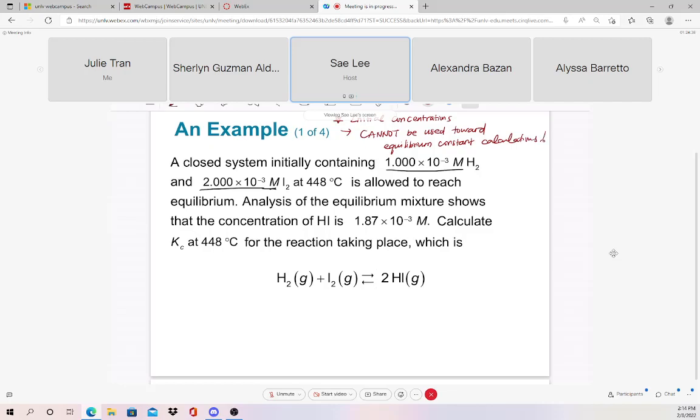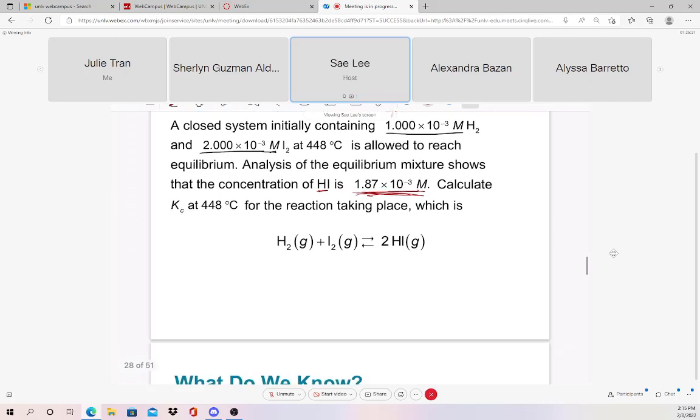The only concentration at equilibrium provided here is the product's. It says the equilibrium mixture shows the concentration of product to be this. So the approach is we will use the product's concentration at equilibrium to find the reactants' concentrations at equilibrium. Once we have all of the reactant and product concentrations at equilibrium, then we can use those values to calculate the equilibrium constant Kc.